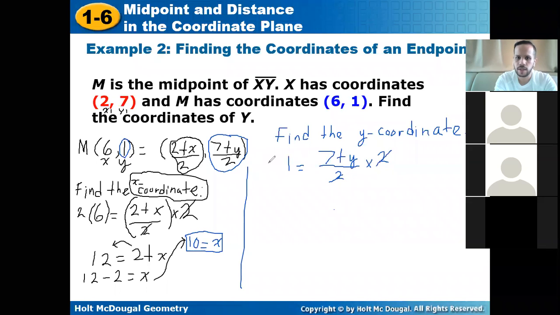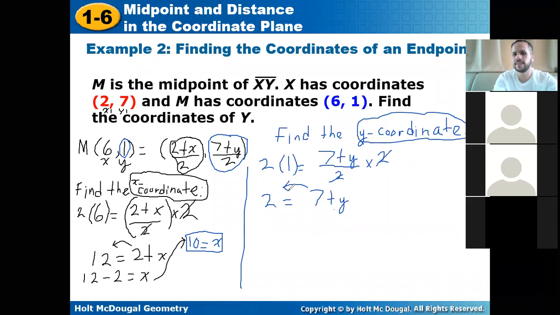We want to cancel the division. So if we multiply by 2, what's going to happen on the other side? ¿Qué me dice? Well, you have to multiply by 2 also. Okay, estamos. So 2 times 1 is 2, and on the other side we have 7 plus y. We're going to do the same thing. We move this number to the other side, or it's the same as subtracting 7. So it's going to be 2 minus 7 equals y.